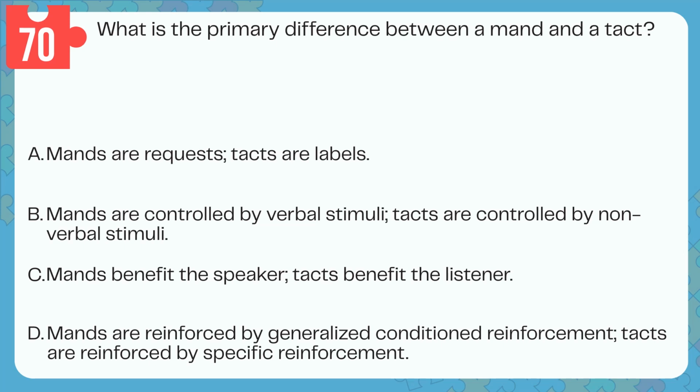Question 70. What is the primary difference between a mand and a tact? A. Mands are requests, tacts are labels. B. Mands are controlled by verbal stimuli, tacts are controlled by nonverbal stimuli. C. Mands benefit the speaker, tacts benefit the listener. D. Mands are reinforced by generalized conditioned reinforcement. Tacts are reinforced by specific reinforcement.